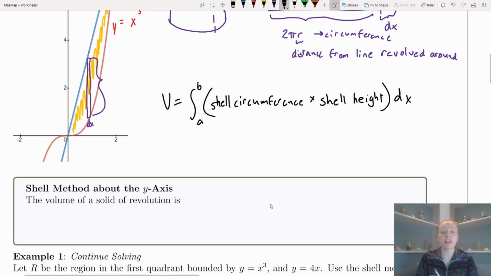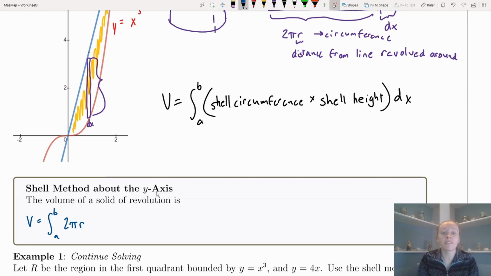So the shell method about the y-axis, we're going to need to draw our rectangles vertically. So that means we're going to be integrating with respect to x when revolving around a y-axis or anything parallel to that. So our volume V is going to be equal to some bounds from A to B, which is where we start drawing our rectangles and where we stop drawing our rectangles. Then my shell circumference is 2 pi times r.